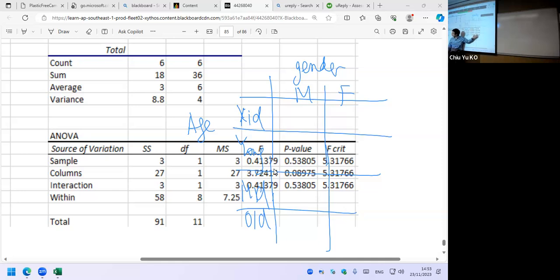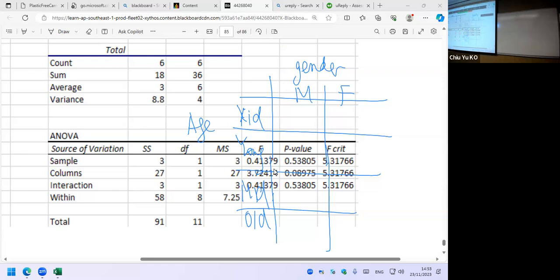Female don't want to pay more, right? But maybe all female want to pay more, right? So that's the idea. Okay, I hope that makes sense. Because if all the female will pay more, it will be captured by the columns, right?